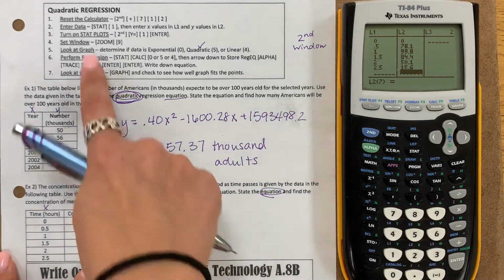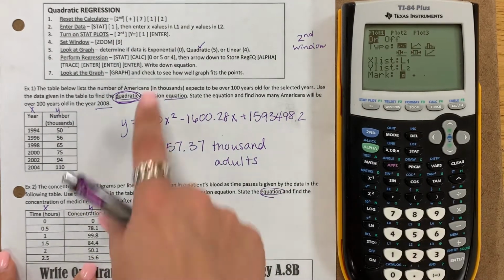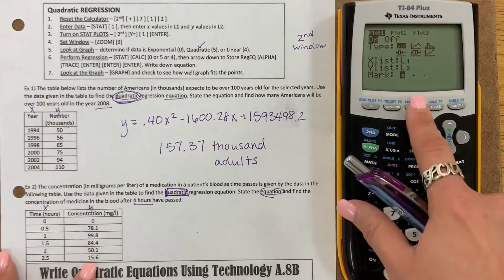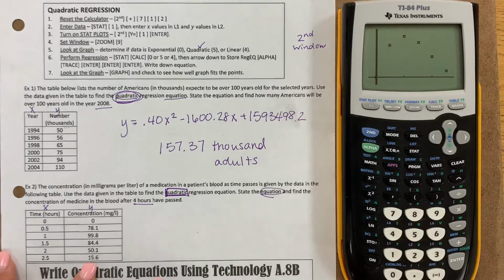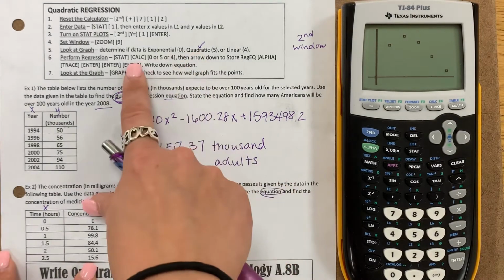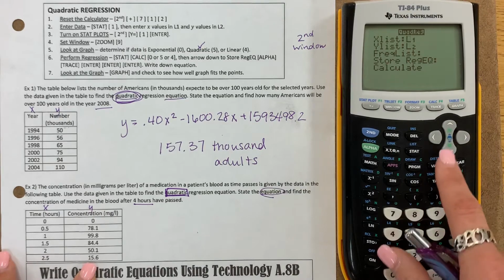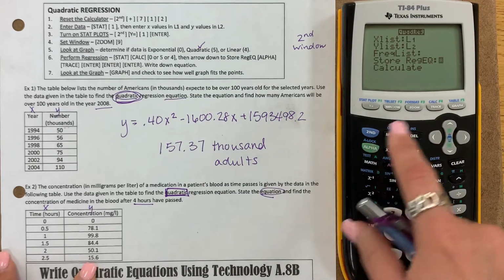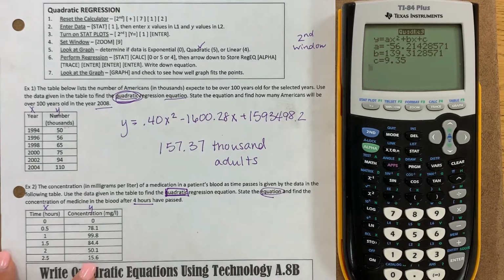Okay, from here we're going to turn on our stat plots. Second, y equals 1, enter. After that, we're going to zoom 9. We'll see that it does make that parabola shape for a quadratic. After that, we're going to go to stat, scroll over to calc. Option 5, scroll down to store reg EQ, alpha, trace, enter, enter, enter. And write down our equation.